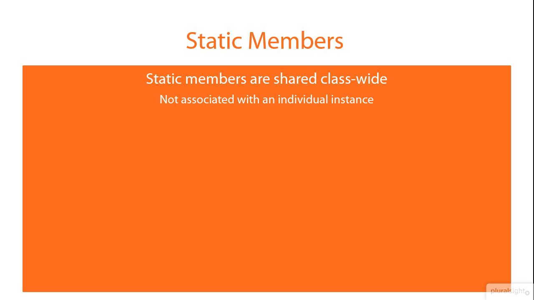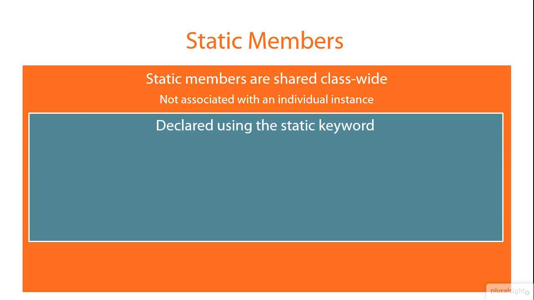The way you declare static members is very similar to the way you declare instance members, except you include the keyword static. A static field is declared just like a regular field, except you put the keyword static in front of it. Similarly, when declaring a static method. Because static members aren't associated with an individual instance, you can access them using the class name.